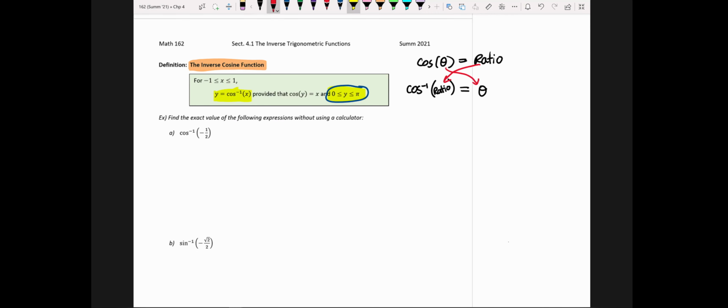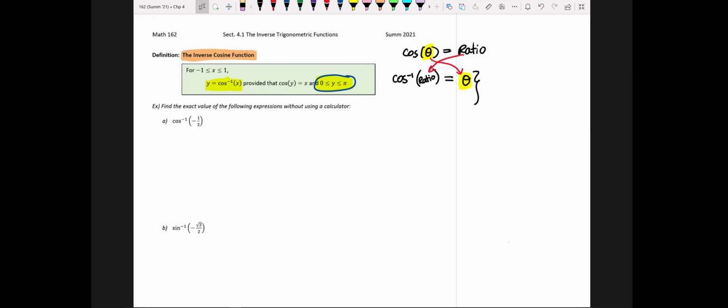Inputs and outputs switch. But again, in order to define inverse cosine as a function, we need to restrict theta. Before we restrict theta, there's going to be infinitely many thetas that satisfy this equation, which would mean inverse cosine is not a function. But to make it a function, we restrict it. Theta has to be between 0 and pi. Then inverse cosine becomes a function. So once we've established the restriction, then the inverse sine, inverse cosine are now functions.